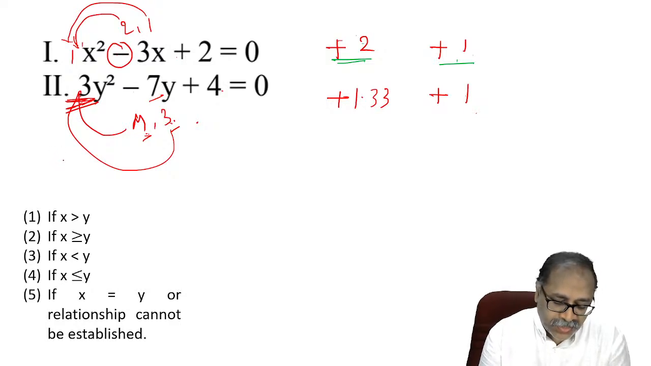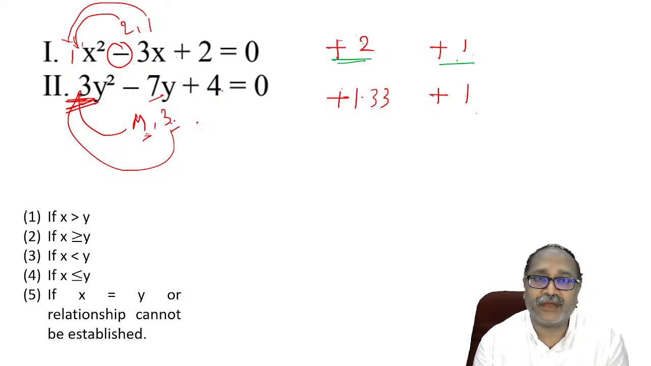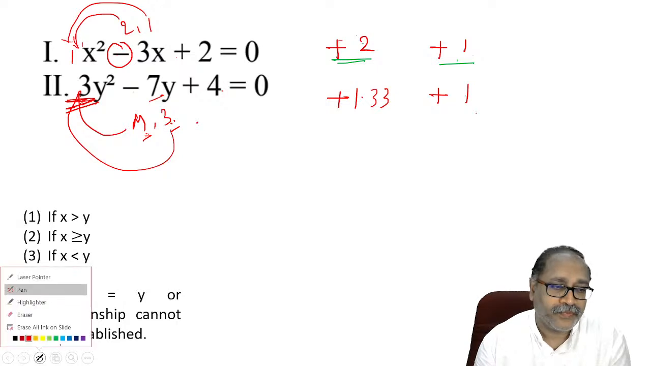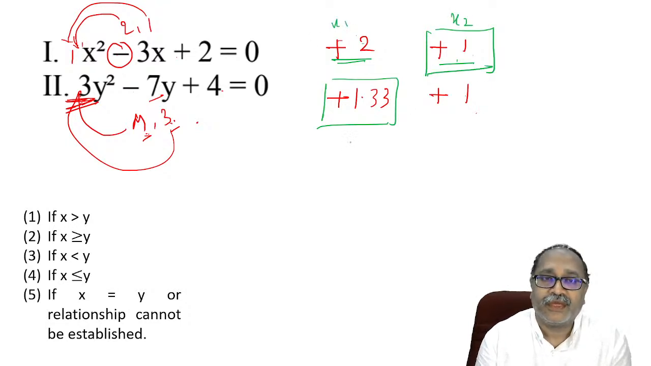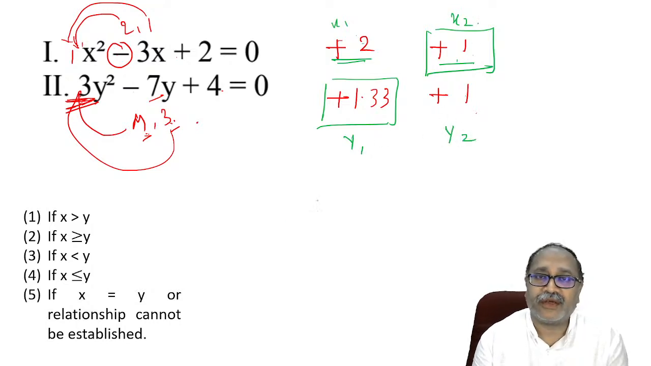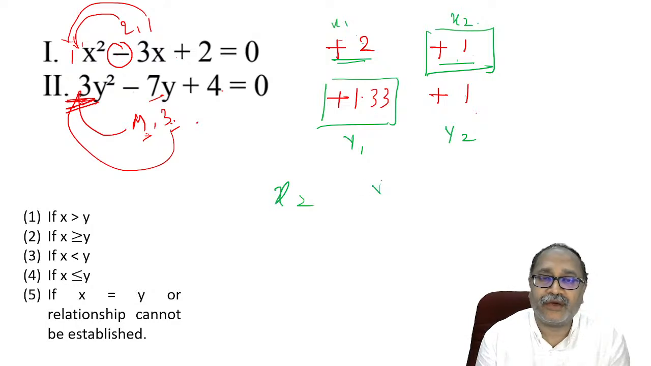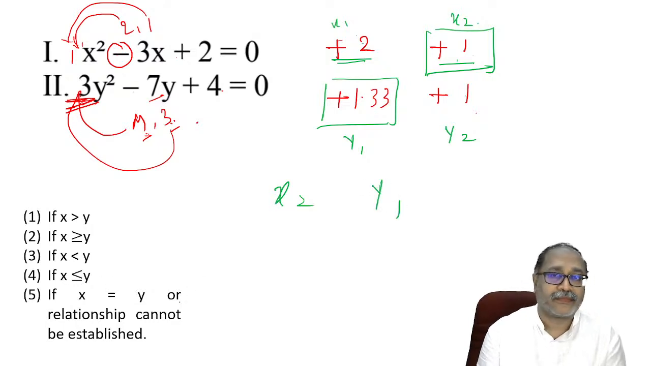So x is greater than or equal to. Can you see that here these two values? Here this is x1 and this is x2. Here it is y1 and this is y2. What about x2 and y1?